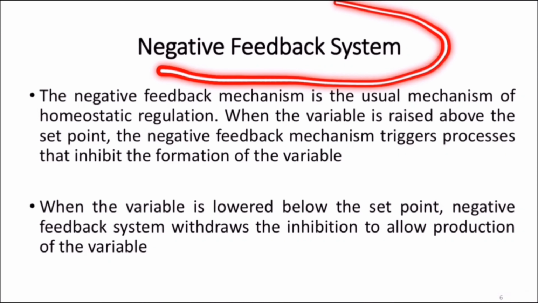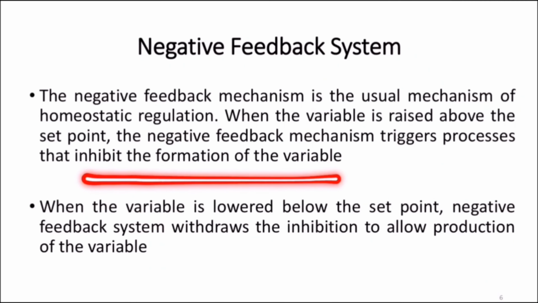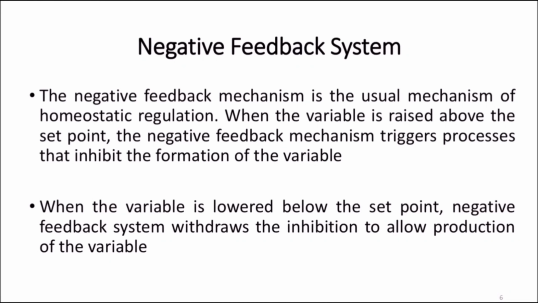What is negative feedback system? Negative feedback system is the usual mechanism of homeostatic regulation. When the variable is raised above the set point, the negative feedback mechanism triggers processes that inhibit the formation of the variable. You have to keep in your mind that it is inhibiting the formation of the variable. It is like an opposite process. For example, if there is an increase in the BP, the output has to be a decrease in the BP. So this is the usual mechanism of homeostatic regulation.